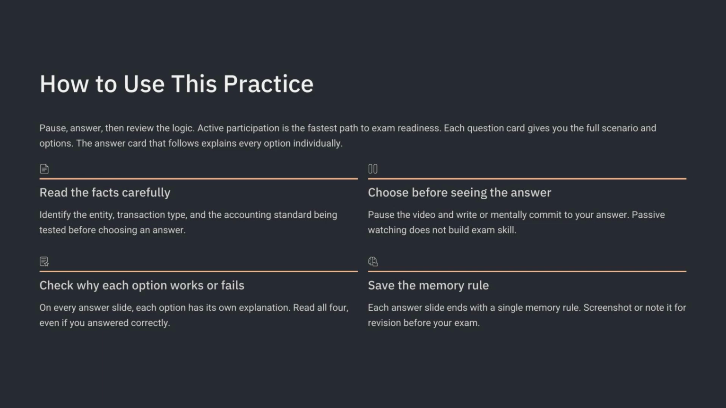In accounting exams and professional work, the mistake is rarely because someone knows nothing. The mistake usually happens because two options look similar and one word changes the conclusion. So stay active, think through the facts, and lock your answer before the explanation.